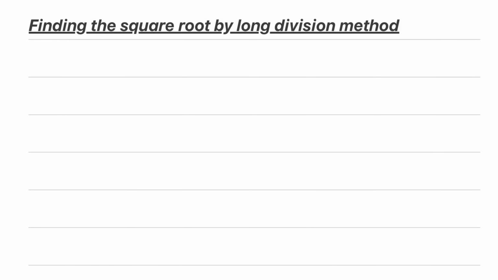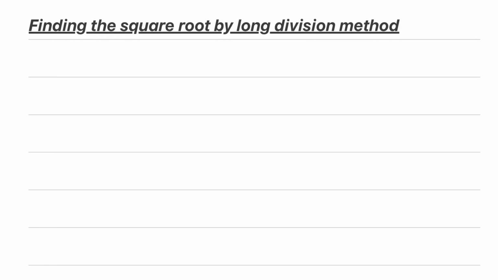Hello everyone, so we had done finding the square root by prime factorization method in our previous video, and now we are going to learn finding the square root by long division method. So prime factorization method would work only on the perfect squares. This long division method can be used for perfect squares and non-perfect squares. Let's start doing some examples.